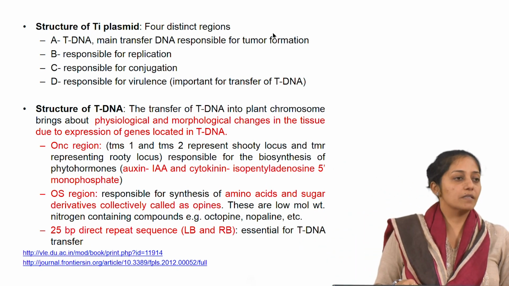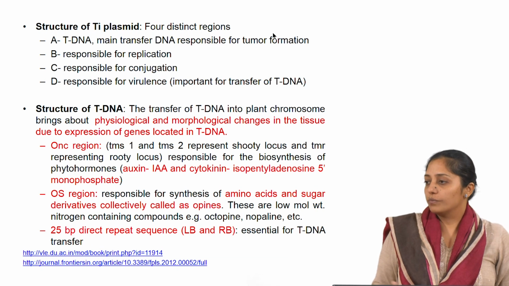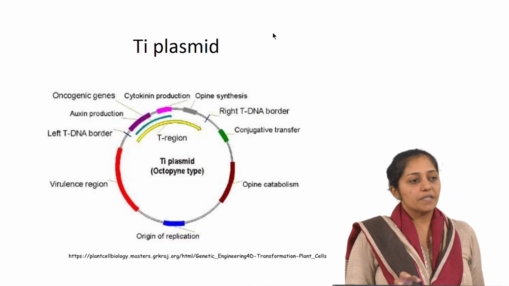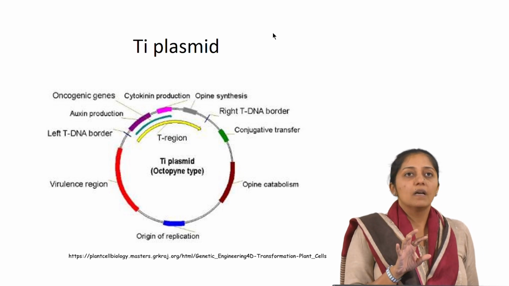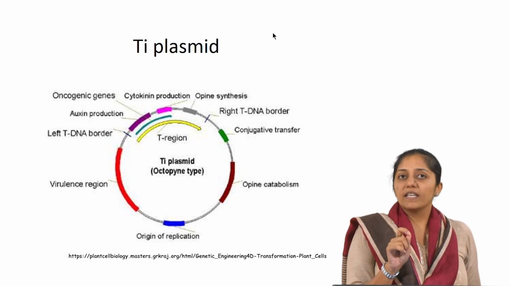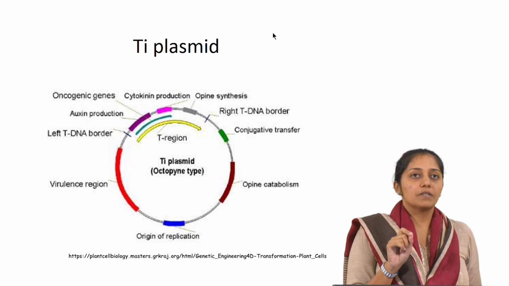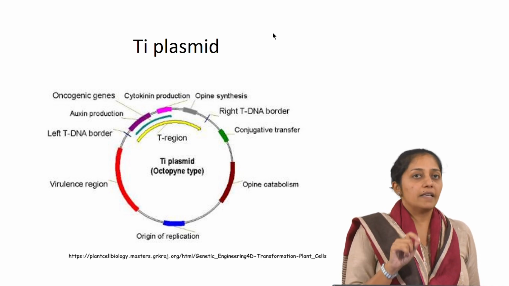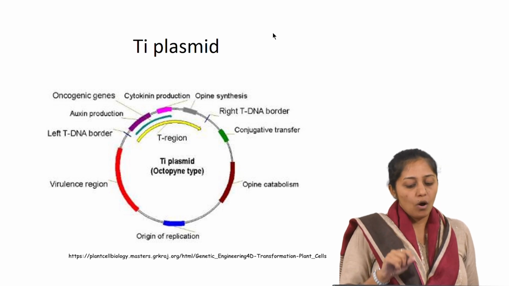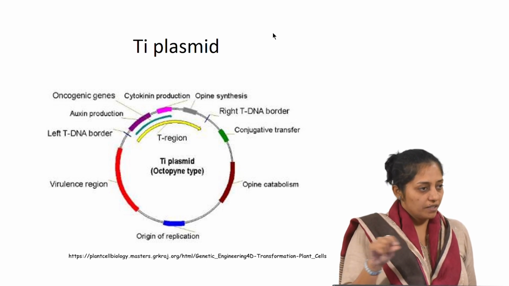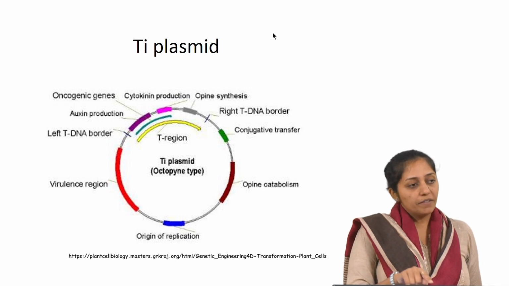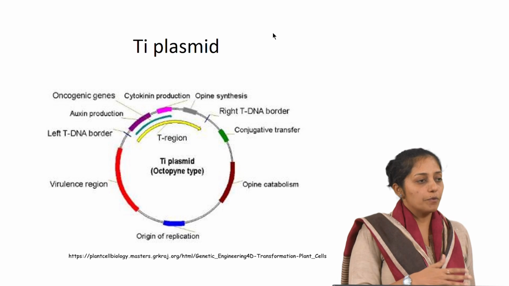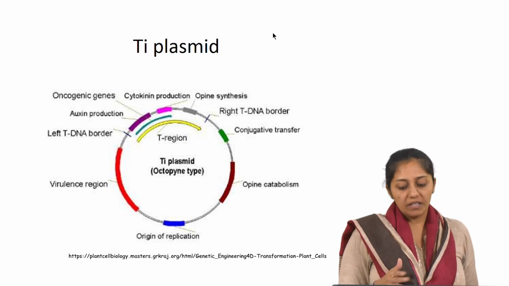These are some of the links which you can go through to help you understand. So this is just a pictorial representation of the entire Ti plasmid. Now you will have oncogenic genes, you will have cytokinin producing genes, you will have opine synthesizing genes. Then this entire thing is called the oncogenic region. Then you will have the T region. The T region will include your left border and the right border and all these genes.